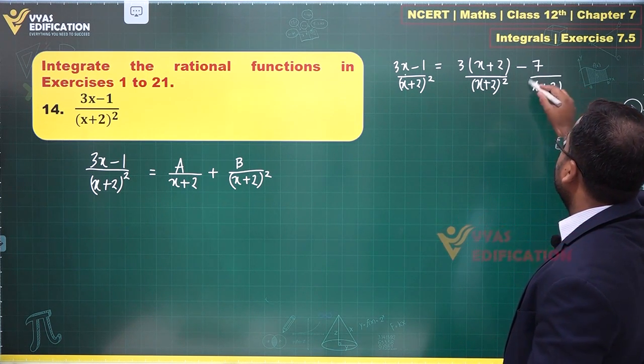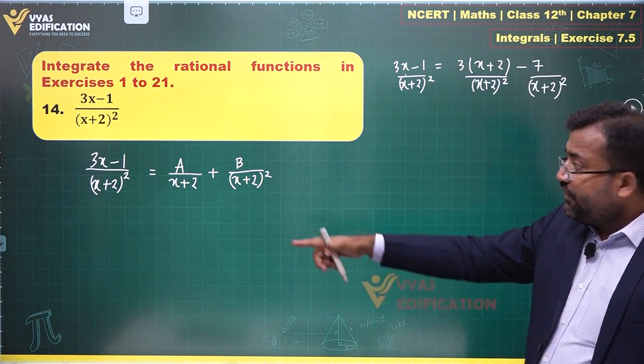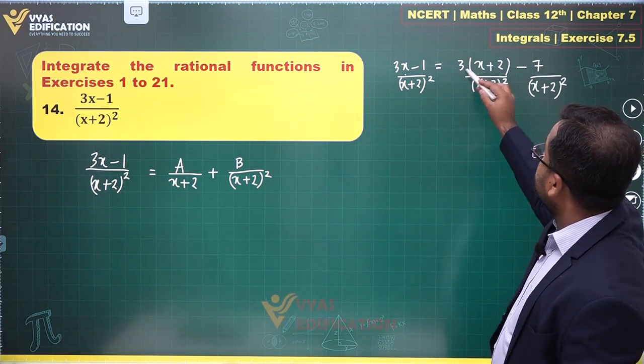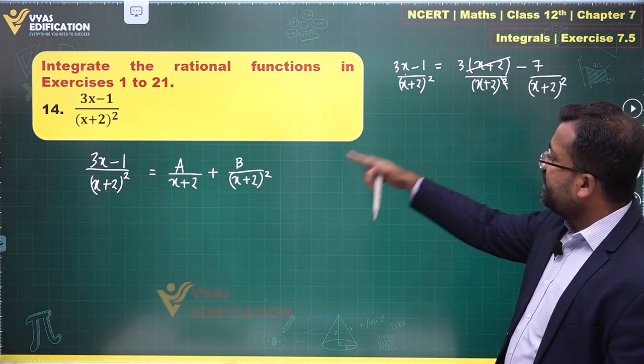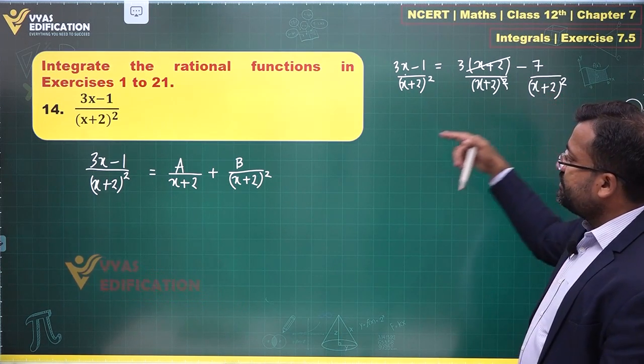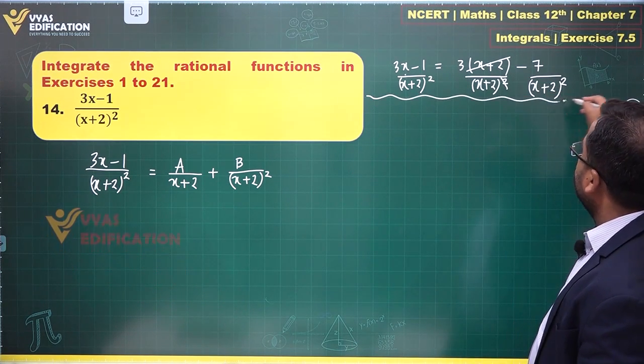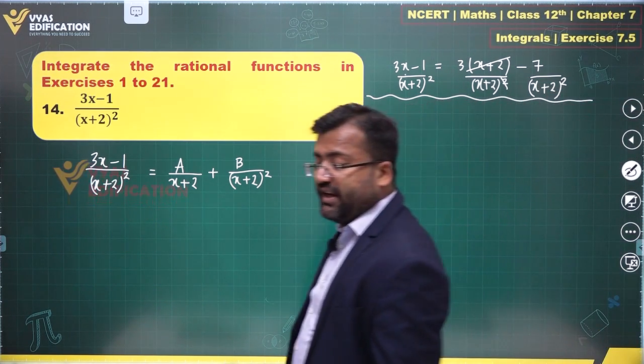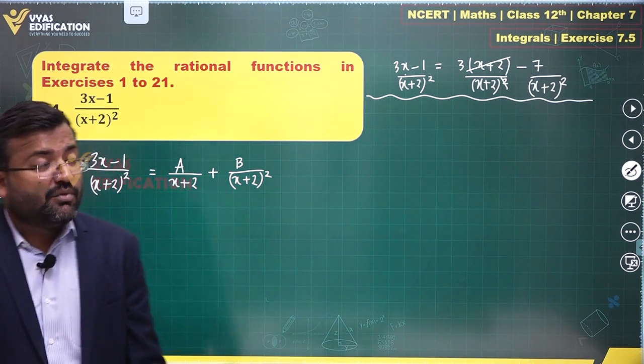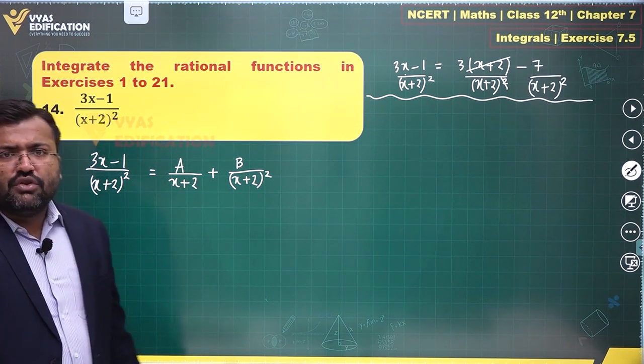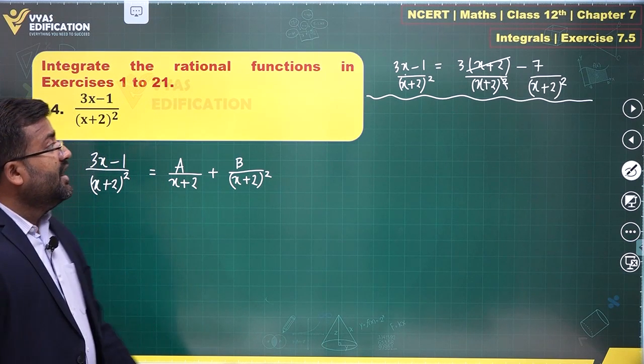that this is the form that you are looking for in partial fractions? Yes, this x plus 2 gets cancelled with this, so you get 3 upon (x plus 2) and minus 7 upon (x plus 2) whole square. This is what you are looking at, right? So if there is only (x plus 2) whole square in the denominator, there is a linear term in the numerator, then you can follow this kind of approach, which will be very, very simple.